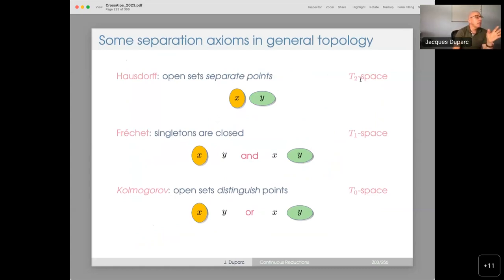I recall a few points about some separation axioms in general topology that you all know, right? Being Hausdorff means if you have two points, there exists an open set that contains the first one, and there exists an open set that contains the second one, such that they do not intersect. Being Hausdorff is also called being T2. Being T1, called Fréchet, usually means that singletons are closed. In other words, if you have two points, you have an open set that contains one of the two points but does not contain the other one, and an open set that contains the other one but does not contain the first one. For T0 spaces, the same idea as before, except you replace AND by OR, right? And these are usually called Kolmogorov. Okay.